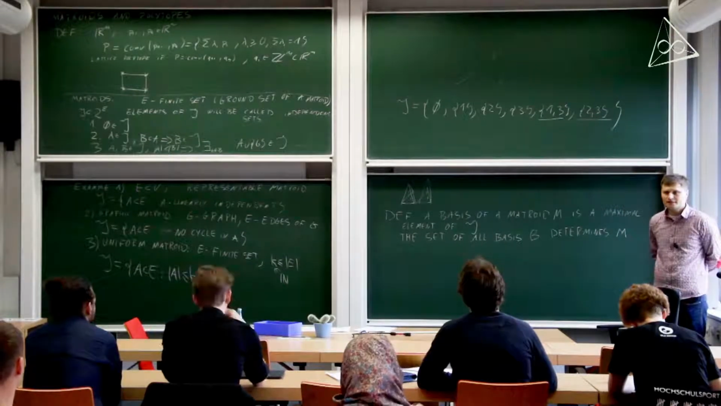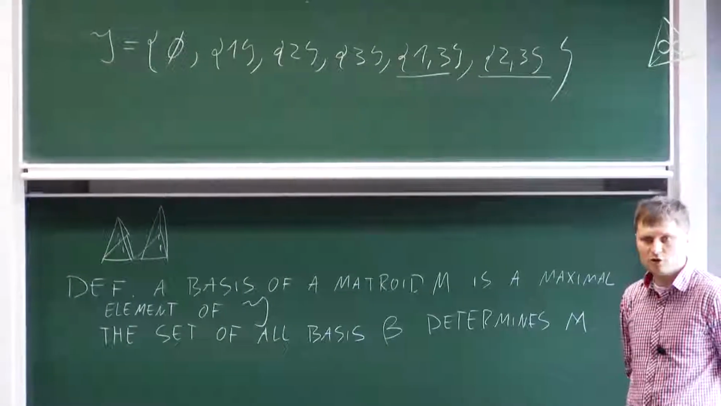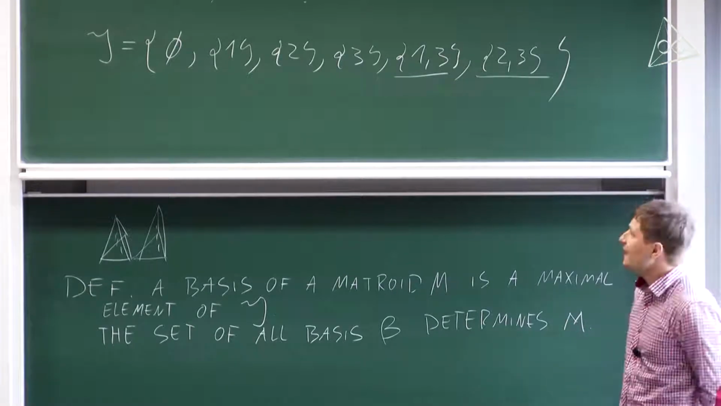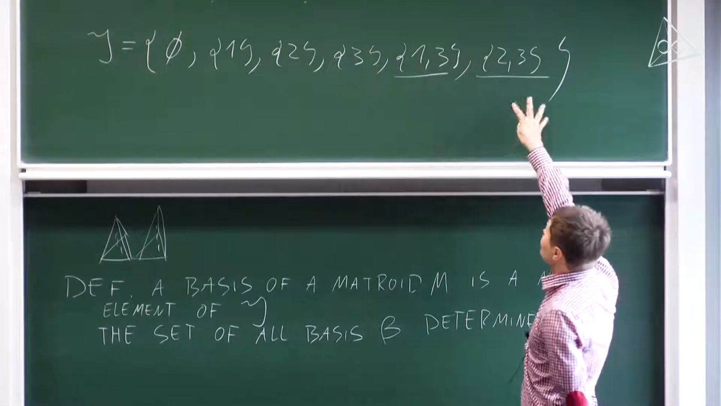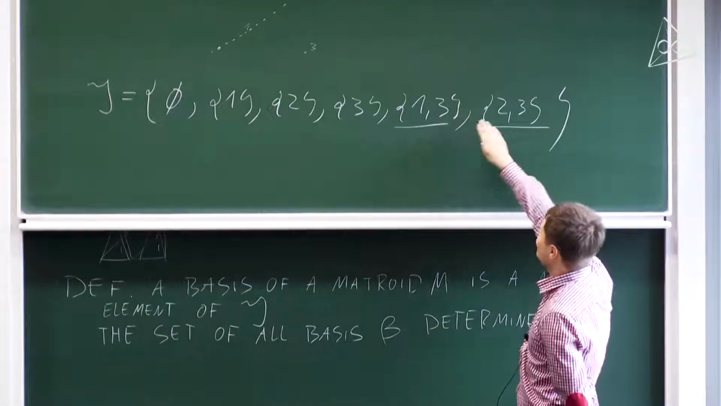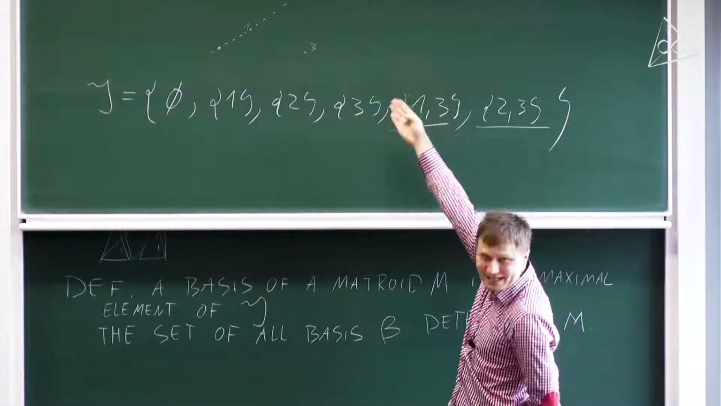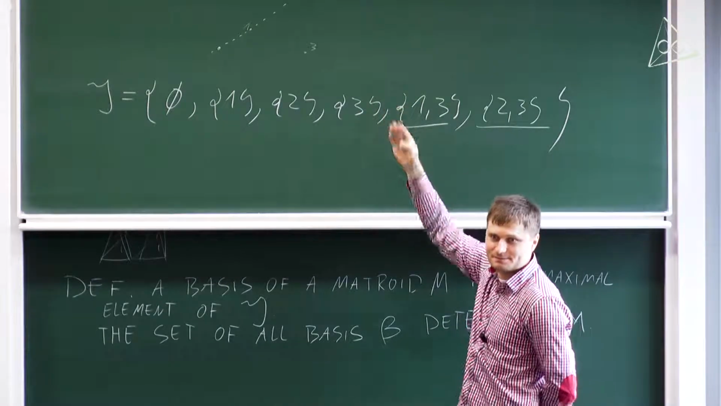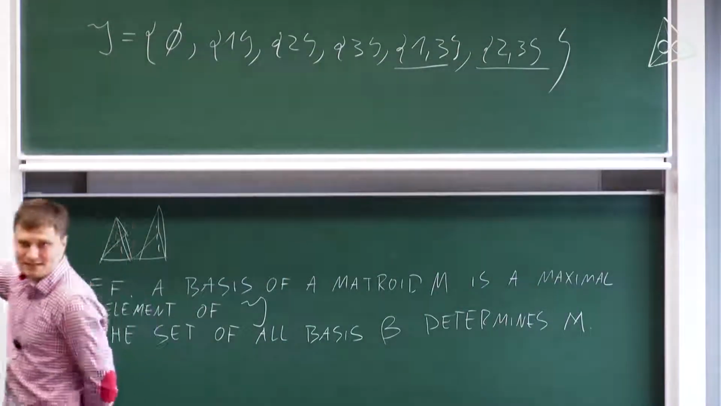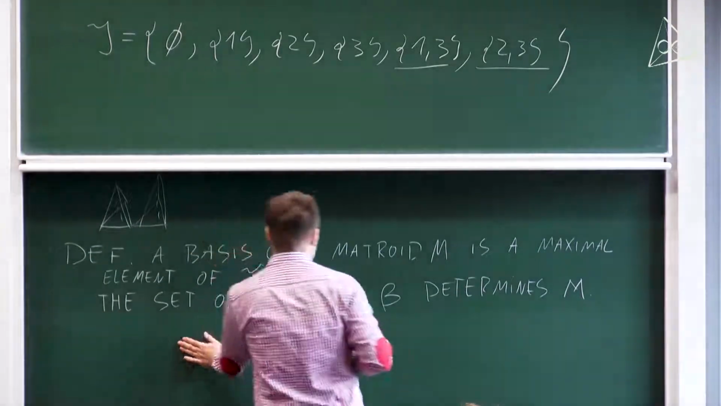Is it clear? Any questions about this? The maximal elements, they determine the whole structure because it's a simplicial complex. Okay? And note that this definition is very much inspired by linear algebra. The bases of this matroid are exactly the basis of this vector space. Okay? So in this case, this notion of basis is this, as we know it from linear algebra.